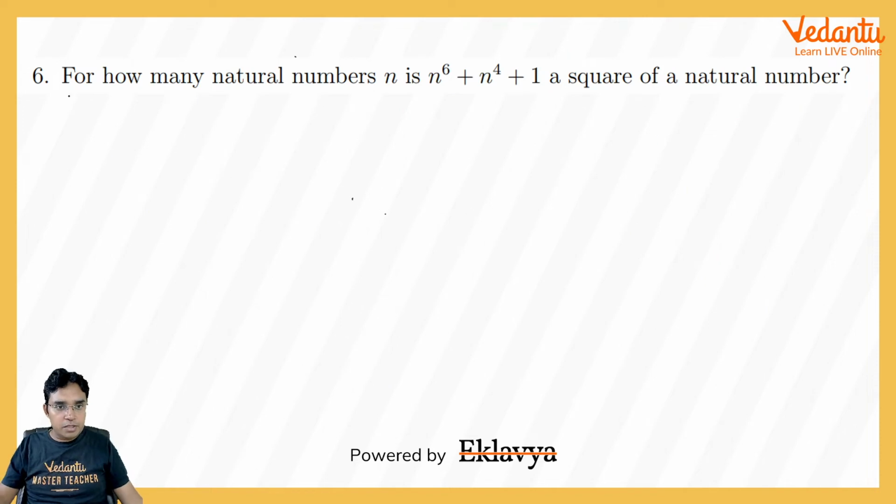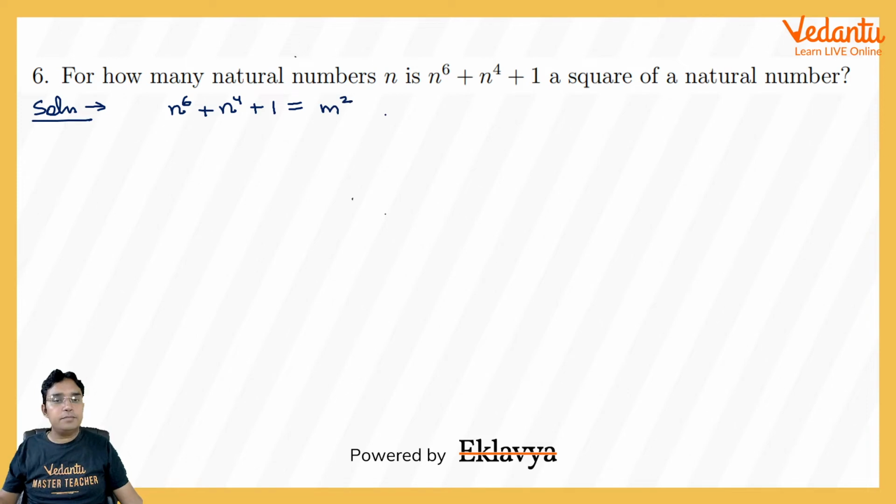Coming to the next question, which is from number system: for how many natural numbers n is n power 6 plus n power 4 plus 1 a square of a natural number? This kind of question we normally do under the heading Diophantine equations. So here I'll take this as a perfect square. The idea which I got to solve this was that let us take this as m square, because it has to be a square of a natural number, so m is a natural number.